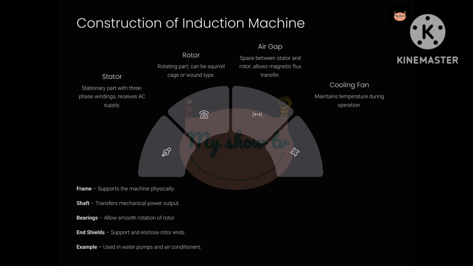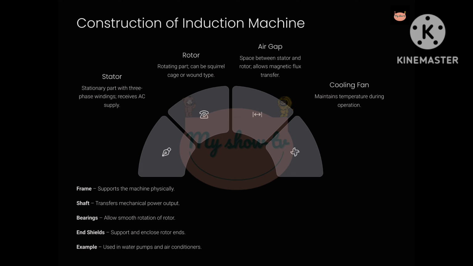5. Shaft, transfers mechanical output from the machine. 6. Cooling fan, ensures the machine doesn't overheat during operation. 7. Bearings, support the shaft and allow smooth rotation. 8. End shields, cover and support the rotor ends.